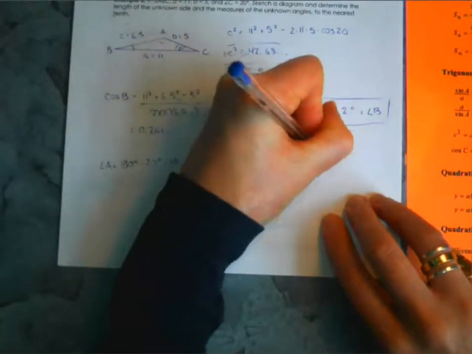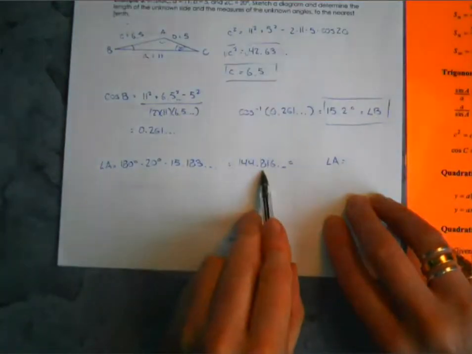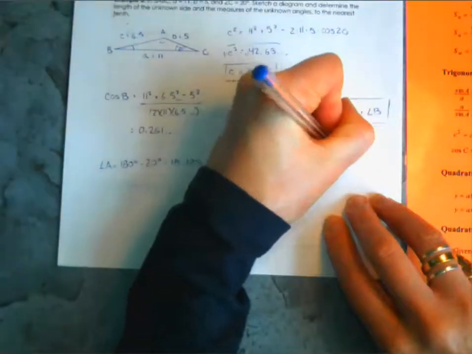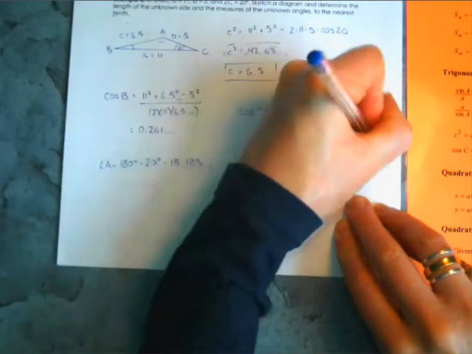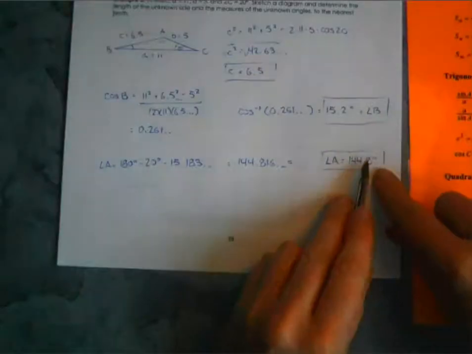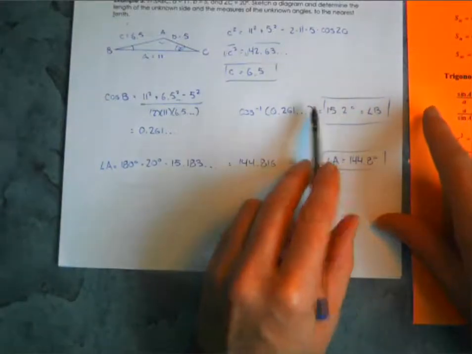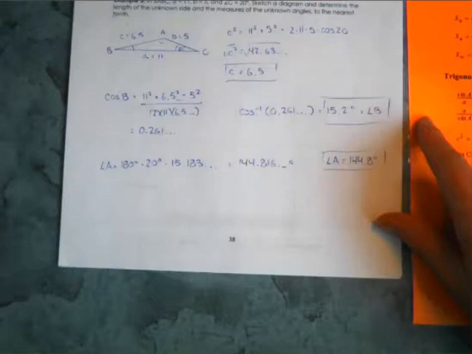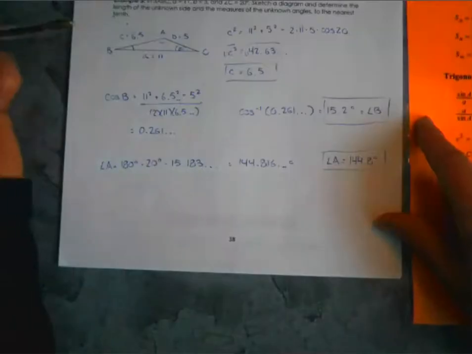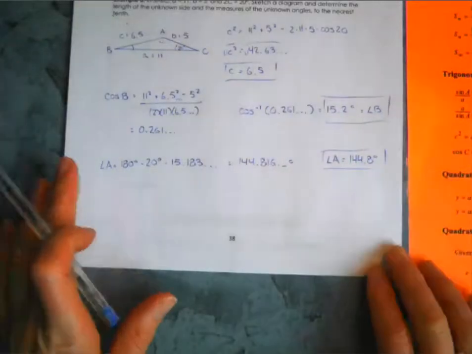So we can say here angle A is equal to, we want to round to the nearest tenth, 144.8 degrees. And this also makes sense because the 0.8 and the 0.2 are going to add up to a whole. So we would expect that if we do 20 plus 15.2 plus 144.8, we should get 180 right on the dot. Okay. Yeah, so that's basically everything.